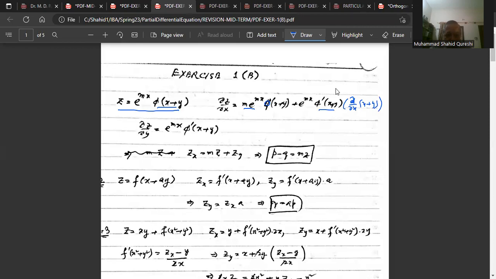So phi prime x plus y, partial with respect to y may be here, partial with respect to z may be here. So manipulation is easy. I told you that z with respect to x is written as p, z with respect to y is written as q.